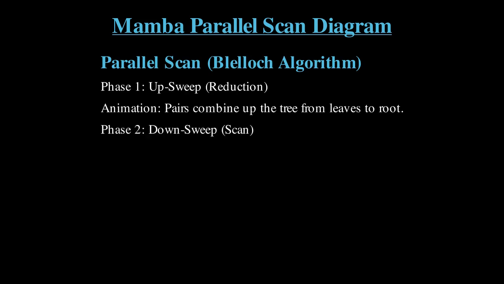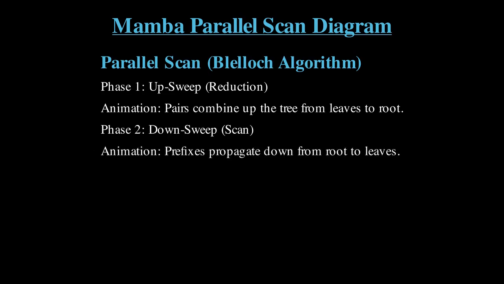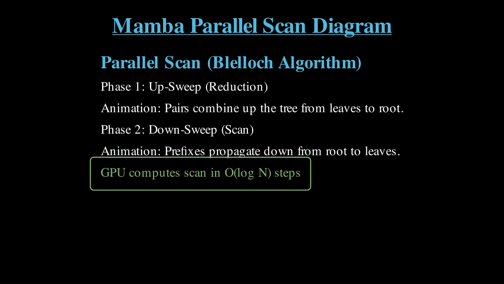The second phase is the downsweep. Starting from the root with an identity element, we propagate these partial products back down the tree. Each node passes a prefix down to its children, allowing us to compute the correct intermediate state at every single position in the original sequence. The entire computation takes a number of steps proportional to the height of the tree, which is log base 2 of n. So even though the recurrence looks sequential, a GPU can execute the entire scan in O of log n parallel steps with O of n total work. This logarithmic time complexity is what makes training these selective state-space models practical at a large scale.